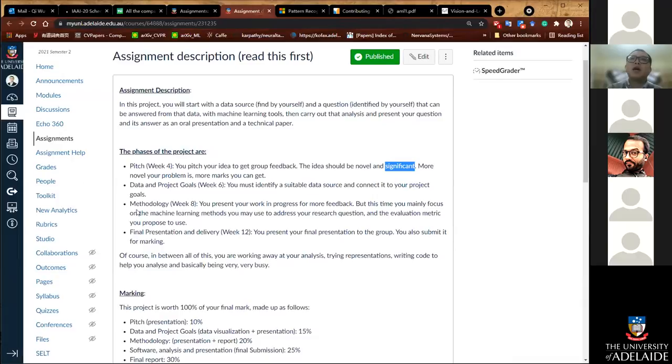Then the third step is about the methodology. After you find out your data set, you have to find out what kind of algorithm you want to use to address it, right? So you need to present your work in progress for more feedback. But this time you want to mainly focus on the method part, not the problem, not the data set, right? To show us what kind of algorithm you want to use to address it.